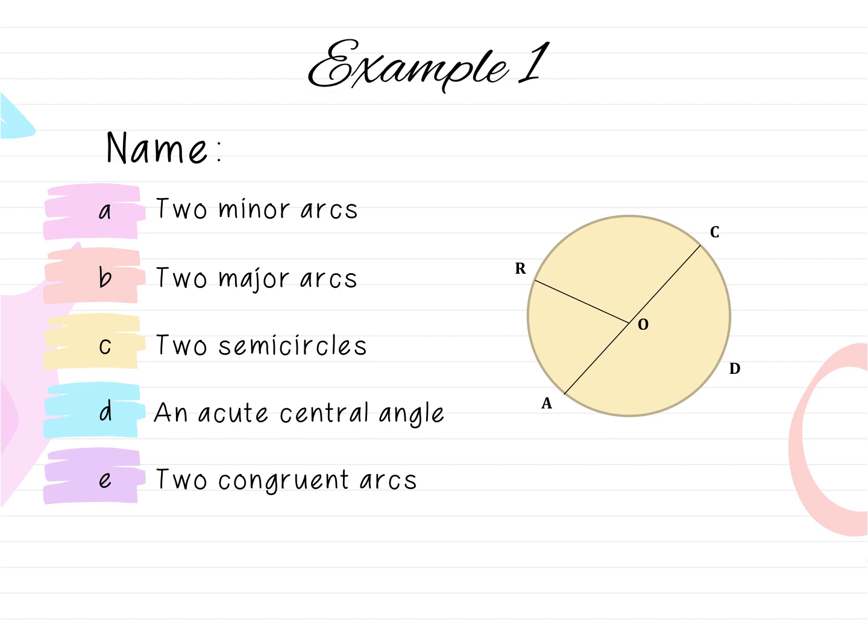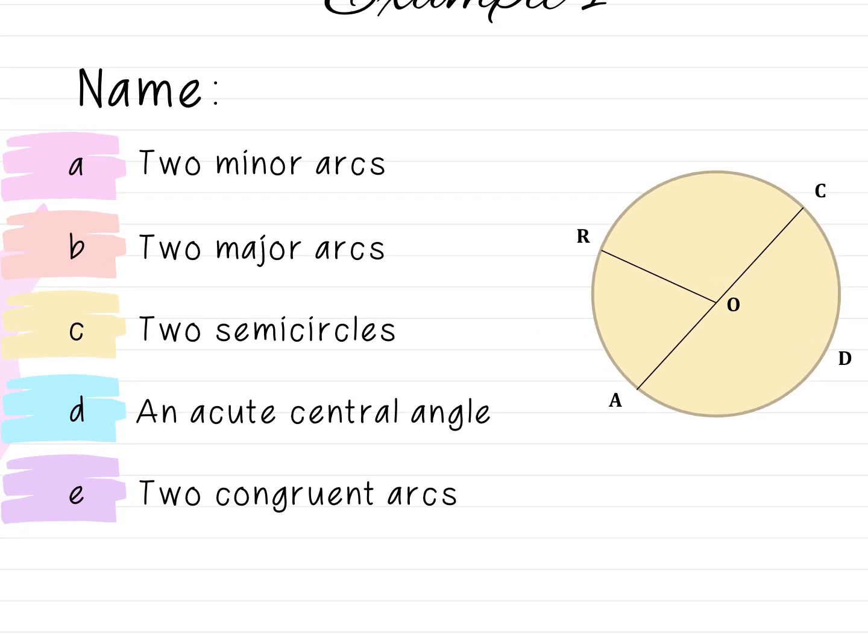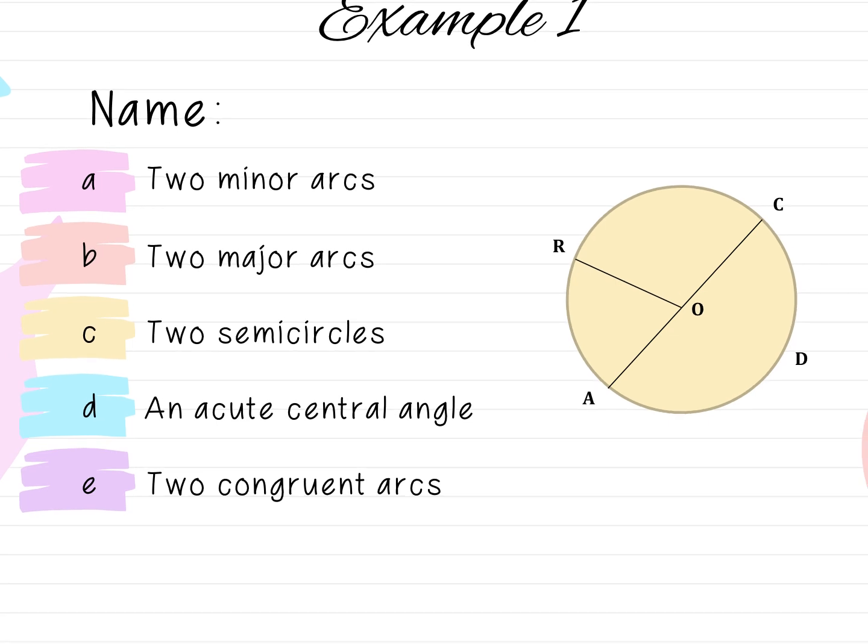All right, for this example, we need to name two minor arcs, two major arcs, two semicircles, an acute central angle, and two congruent arcs. I'll do the first one for you, then you guys are going to do the rest. So it says two minor arcs. Can someone give me one? Yeah? R and A. Okay, good.